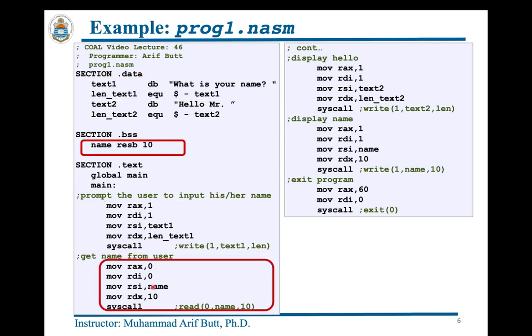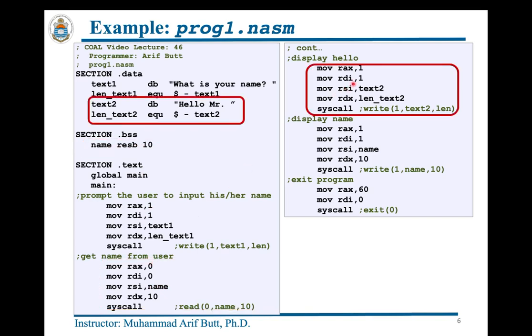And these 5 lines of code read the username into the string name, by first placing the read system call ID inside the RAX register and the 3 arguments inside the RDI, RSI and RDX registers, and then making the syscall. So after these 5 lines of code execute, whatever characters the user has given will be placed inside this name variable, which is declared inside the uninitialized data section, having 10 bytes.